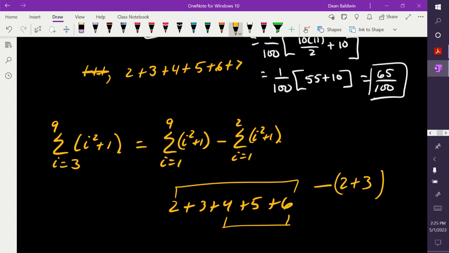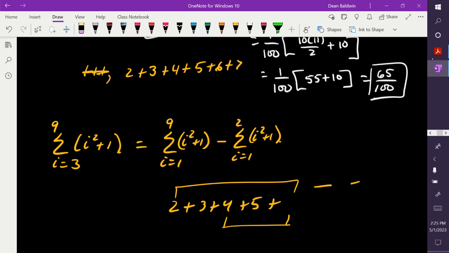That's why we did this, because our i value always has to start at 1. So if this was a 5, and we're adding them from 5 to 9, I would do 1 to 9, and then I would subtract off 1 to 4. 1 less. Does that make sense? Yeah.